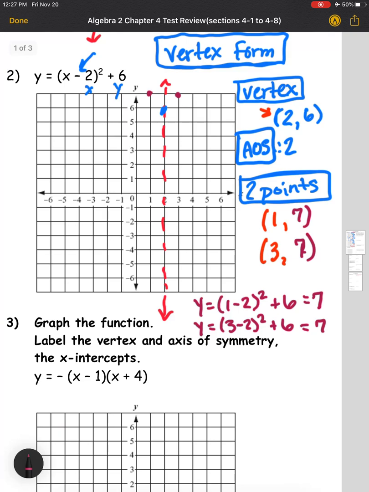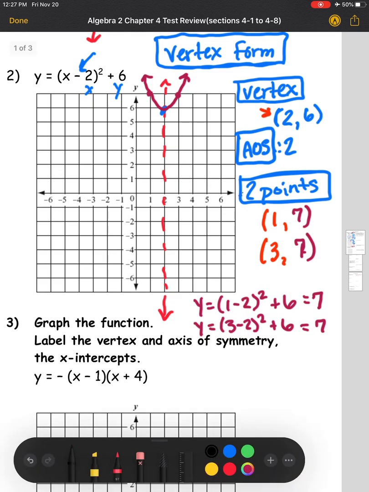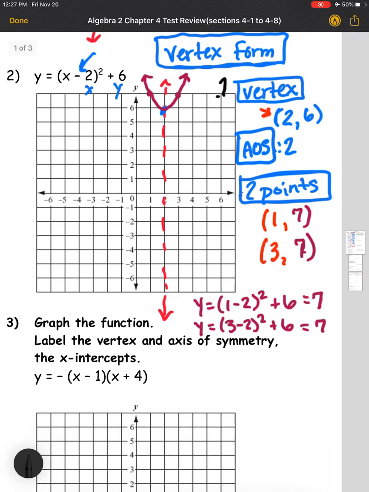And when you look at them, those 2 points are symmetric. That can help me draw my parabola. So with vertex form, you also need 3 things. You need a vertex, you need an axis of symmetry, and 2 additional points to help you draw that parabola. So that was vertex form.